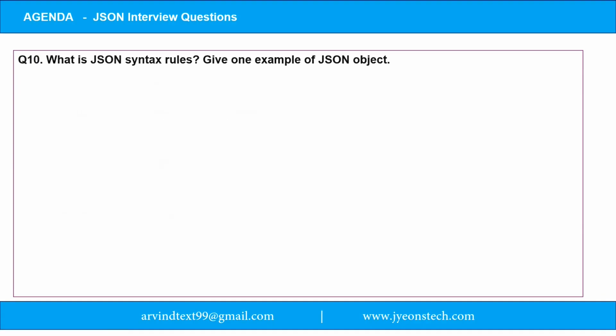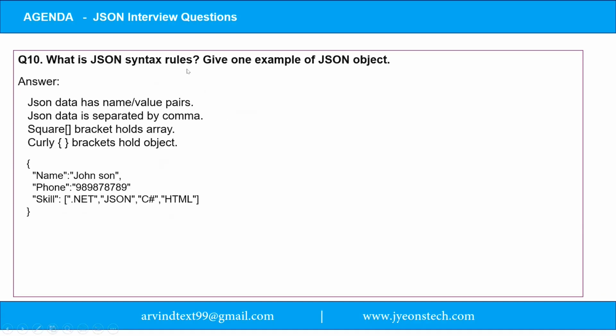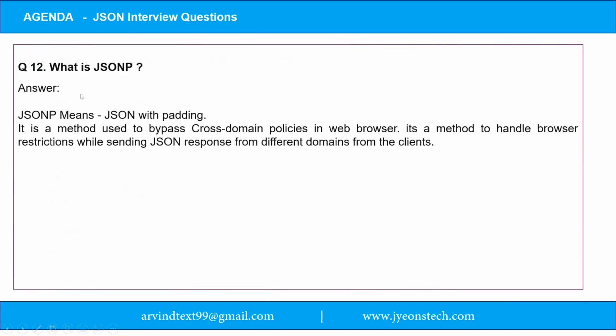So the next question is, what are the JSON syntax rules, and give an example of a JSON object. First, JSON data has name value pairs. JSON data is separated by commas, square braces hold arrays, and curly braces hold objects. Here are the curly braces and this is the name and value pair, and in the square braces you define the array part. The next question is, the MIME type of JSON. It is application/json.